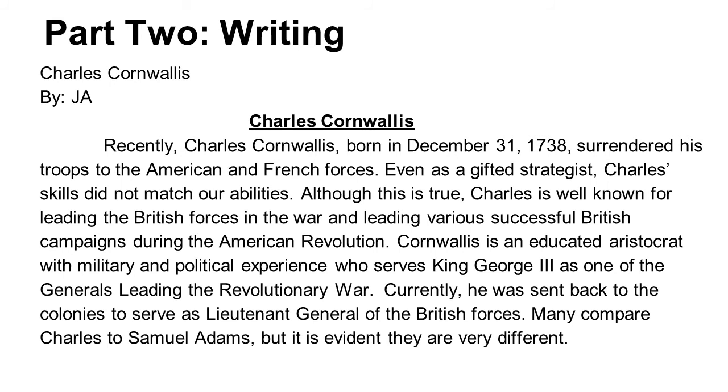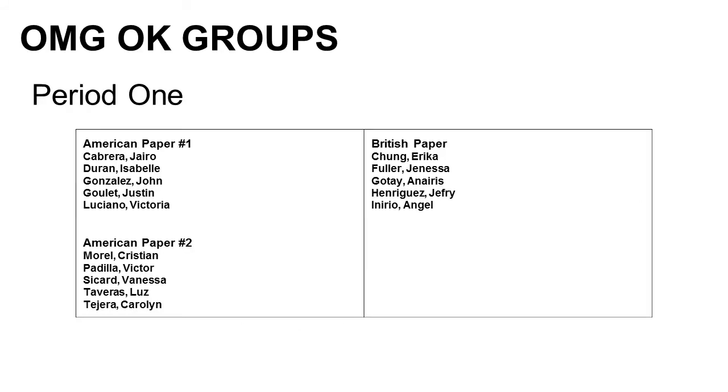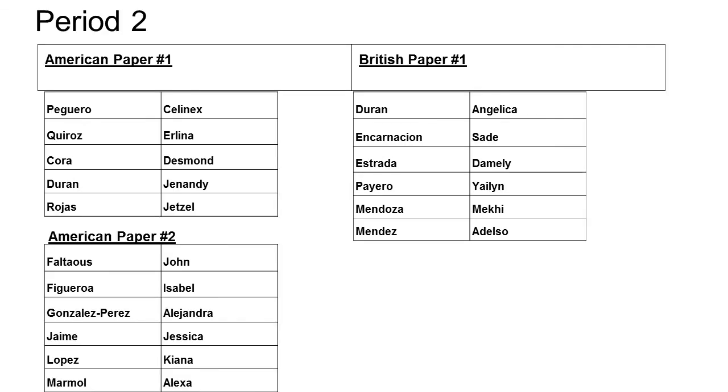You will be getting your roles within your groups. So, final part, who are the groups? Well, here they are. I'm going to go through it kind of quickly, but you can pause it and look to see who you are as your class comes up. Alright, period 1, here you are. We have 2 American papers and 1 British paper. Period 2, 2 American papers and 1 British paper.